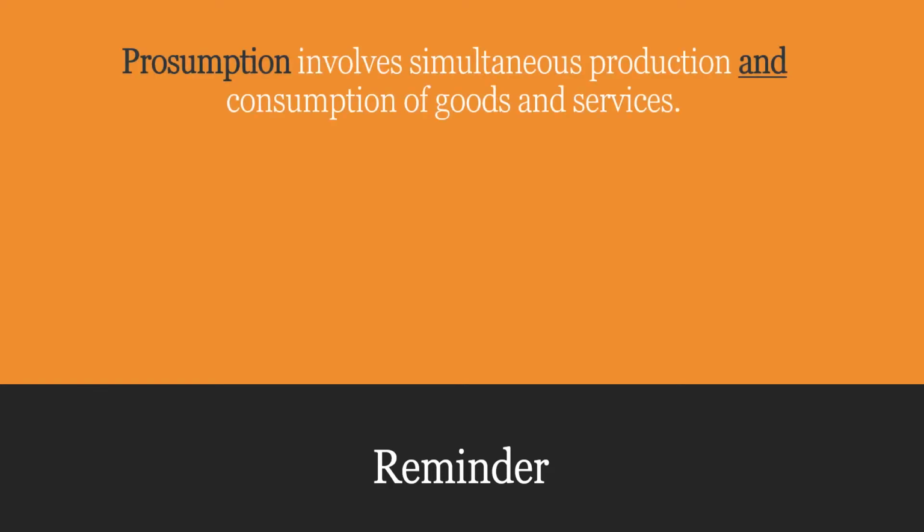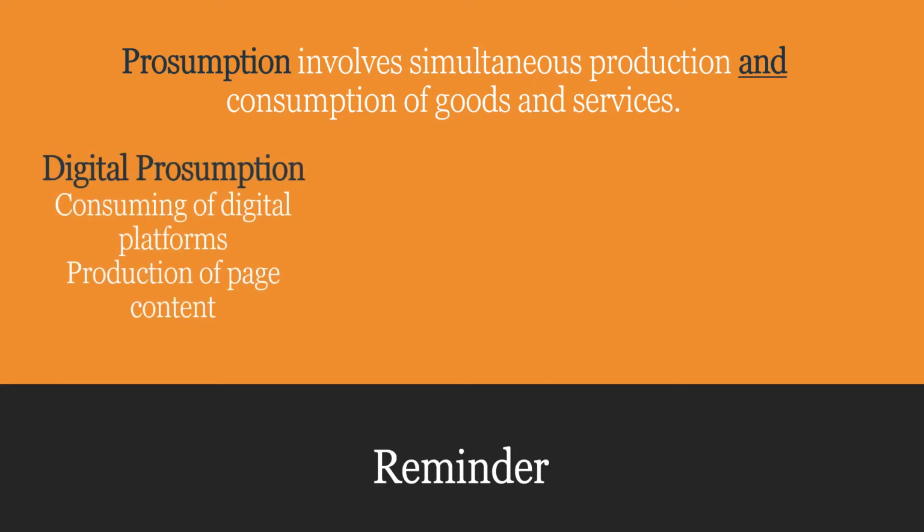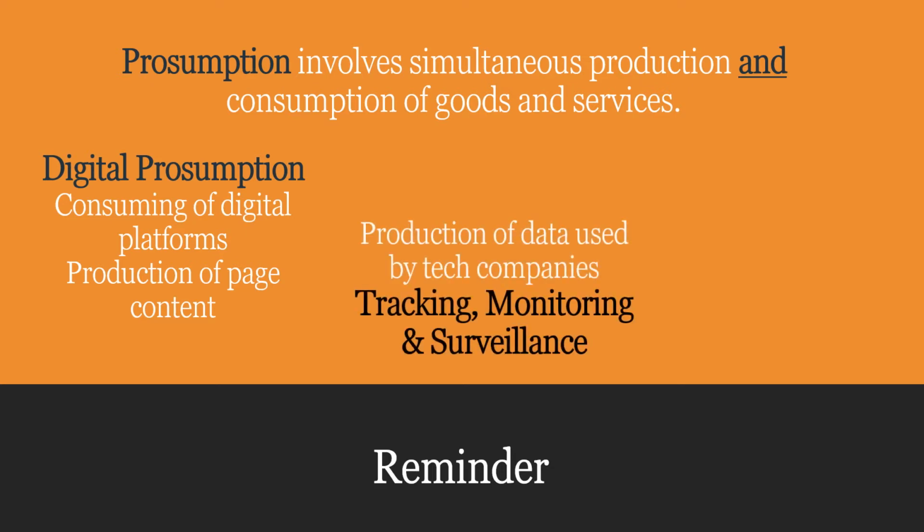As a reminder, in the previous video, we said that prosumption involves simultaneous production and consumption of goods and services. We also discussed digital prosumption on Web 2, that involves using platforms offered by tech companies while producing the page content. Prosumers also produce data used by social media and tech companies to track and monitor prosumers' activities. Additionally, we discussed possible environmental harms related to prolonged digital prosumption.